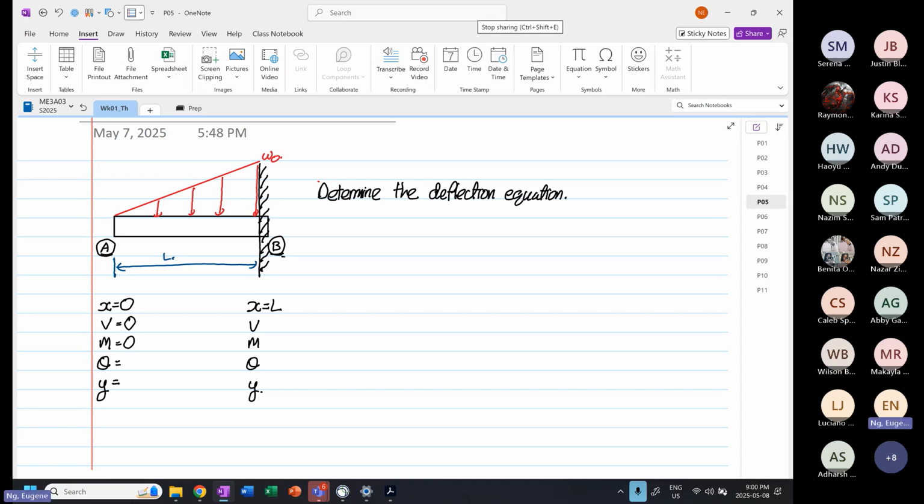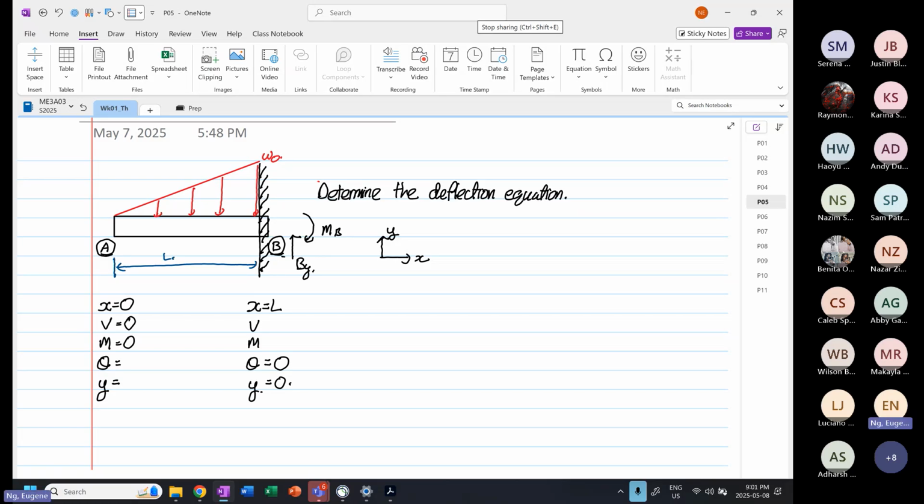Now we focus when x is equal to L. We know that there's a shear force. So if we were to draw the free body diagram, we have a By and we have a moment at point B. So this is our x and that's our y. Theta now, as I mentioned before in the built-in, is equal to 0. And we know deflection is also equal to 0.